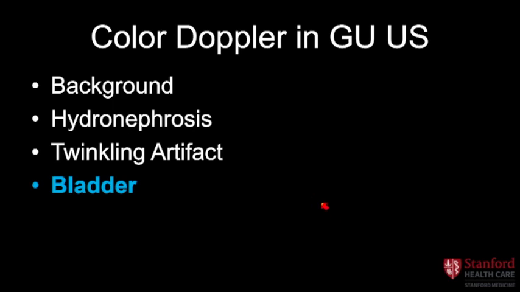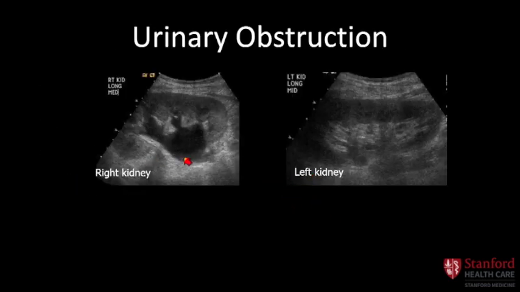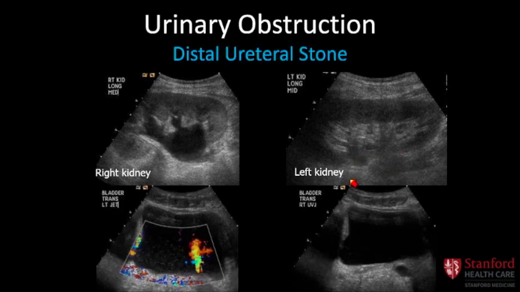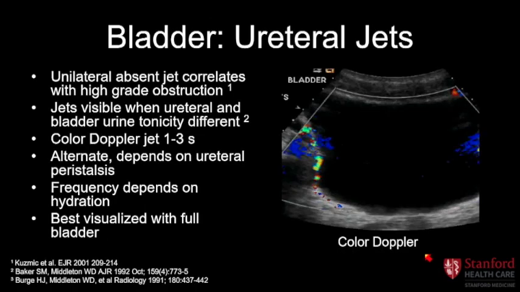Moving on to color Doppler in looking at the bladder. So going back to obstruction and hydronephrosis, this is a patient who has asymmetric dilatation of the collecting system on the right compared to the left. Whenever we see this, we want to look at the bladder. And when we look at the bladder, what we're looking for are the jets. The jets are really helpful. In this patient, they have a left-sided jet, but no right-sided jet. So the ipsilateral jet is absent, and that was caused by an obstructing right-sided UVJ stone.